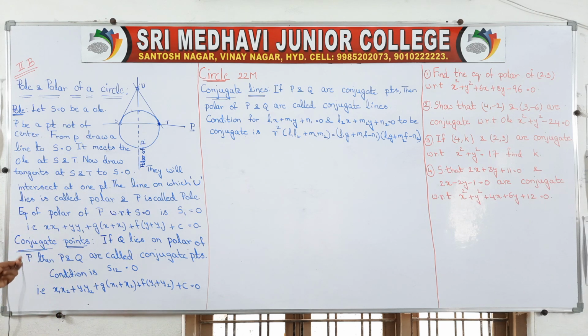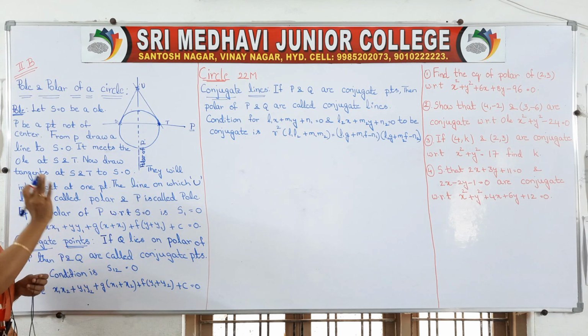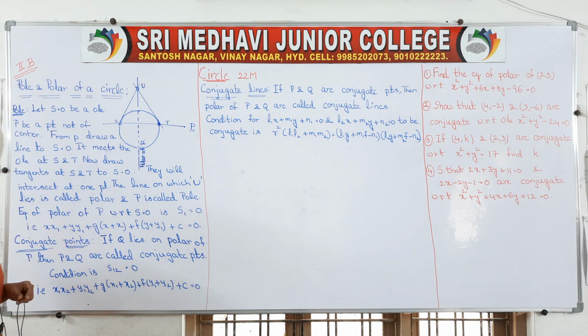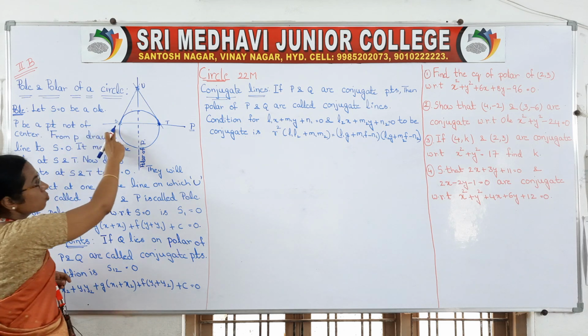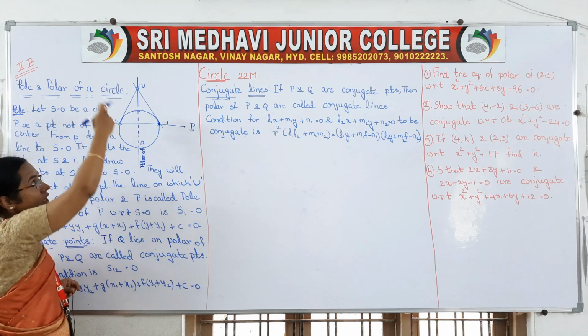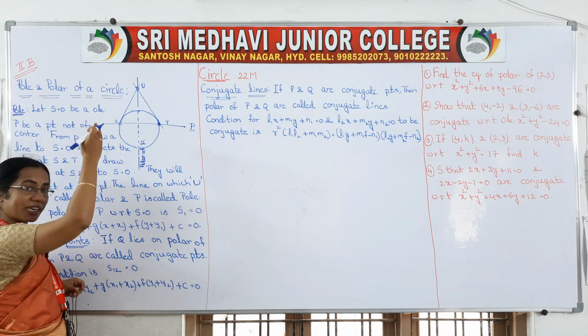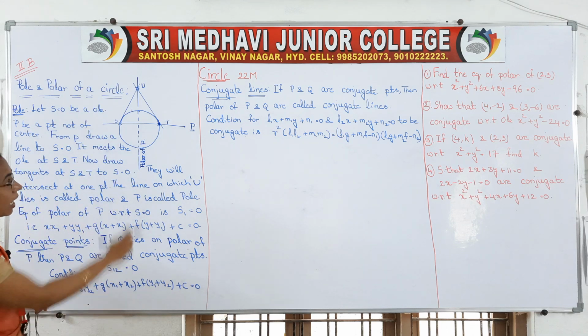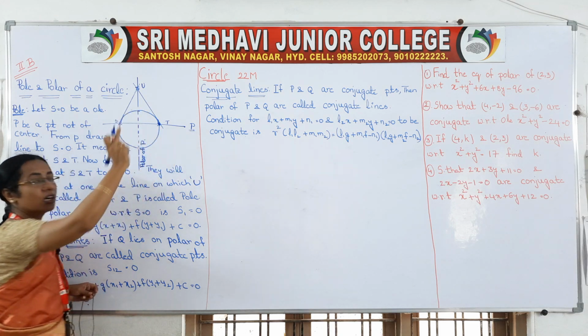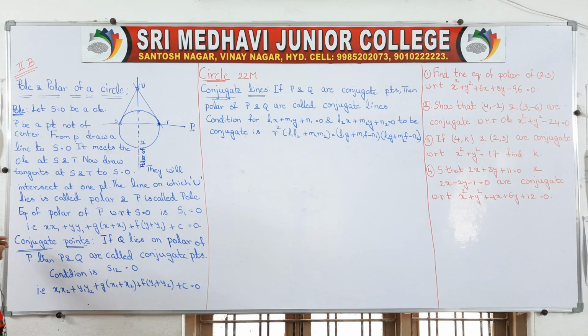Okay, so is it clear? To the circle, from one point we will draw the line. That line intersects the circle at 2 points. At those 2 points, you take the tangents. They will intersect. Now, you take one line through that intersection point. That line is called polar of P, and that point is called pole of the circle.